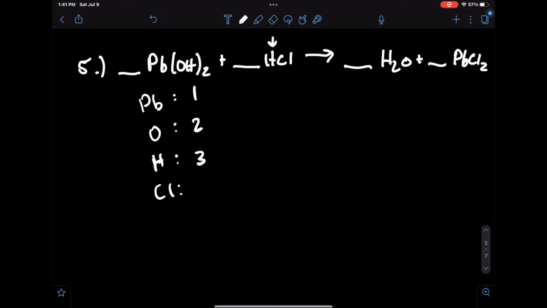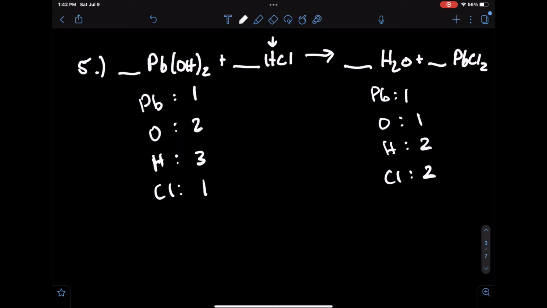And then 1 Cl. And over here we have 1 Pb, 1 O, and 2 hydrogens, 2 chlorines. All right, as you can see, our leads are balanced correctly. Our oxygens, we need to have an extra one on the right. Our hydrogens, we need an extra one on the right. And our chlorines, we need an extra one on the left.